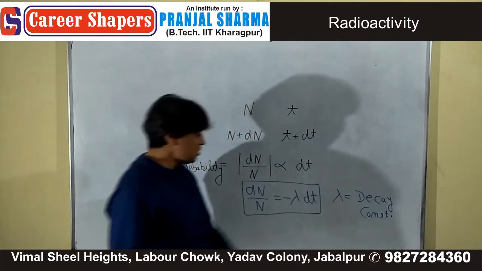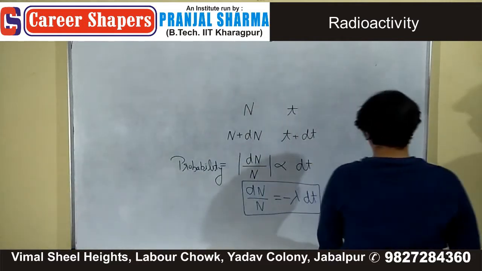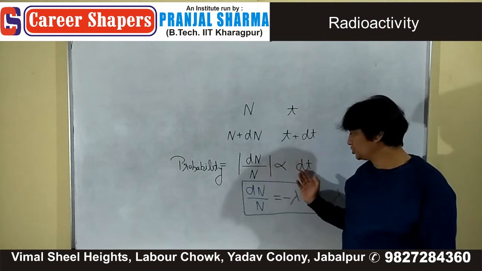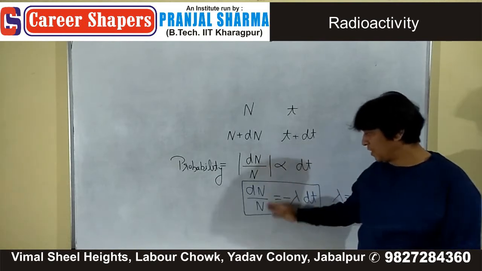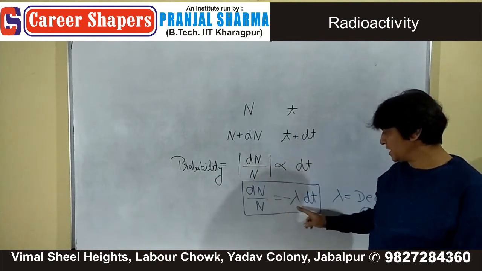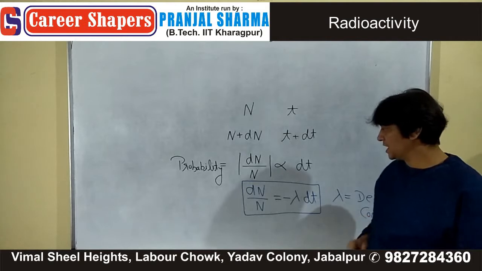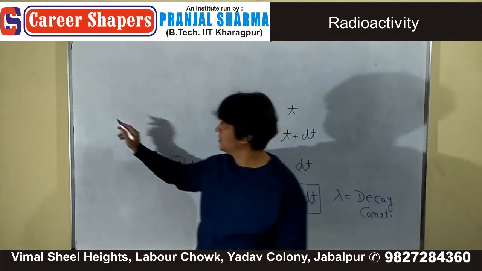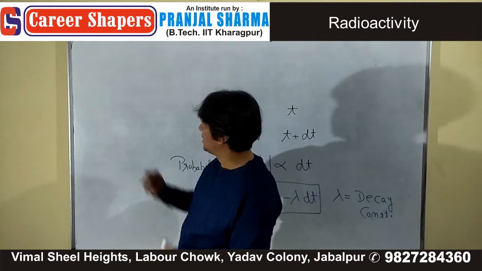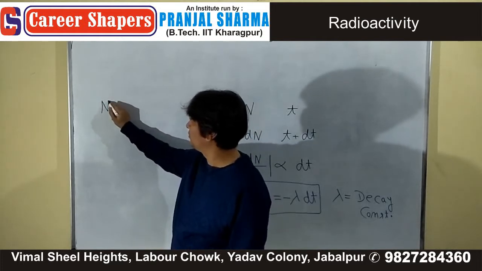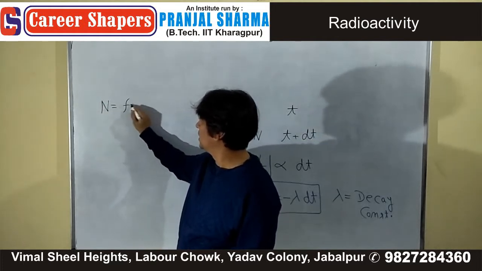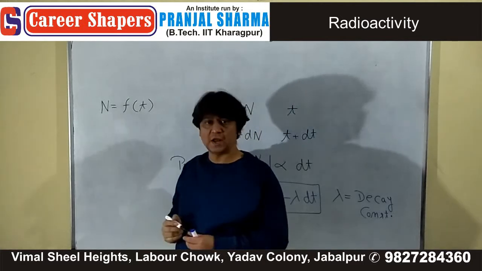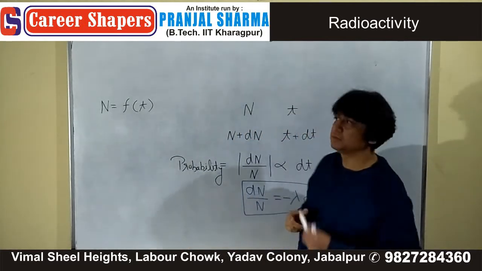Now, once we observe that dN upon dt is proportional to N, we found dN upon N as minus lambda dt, then we can develop N as a function of time. Our aim is to find the number of active nuclides at any time t.